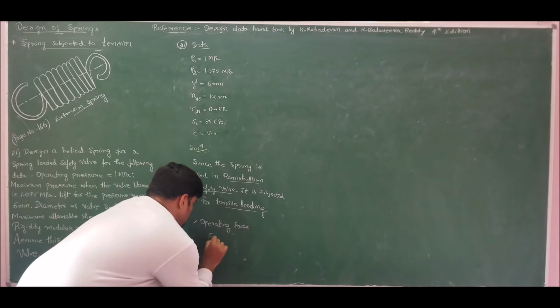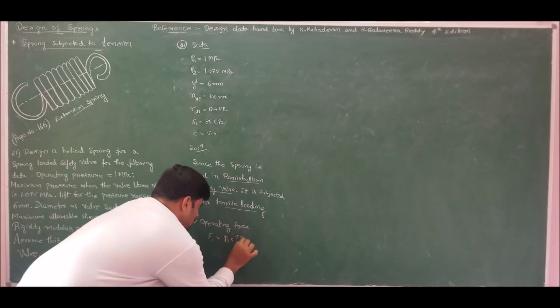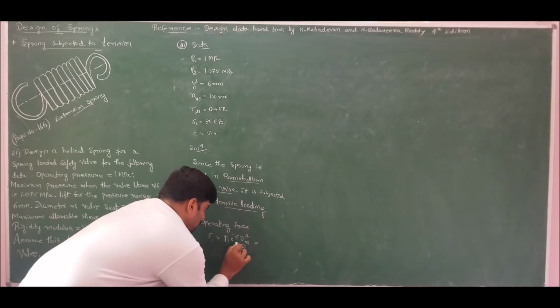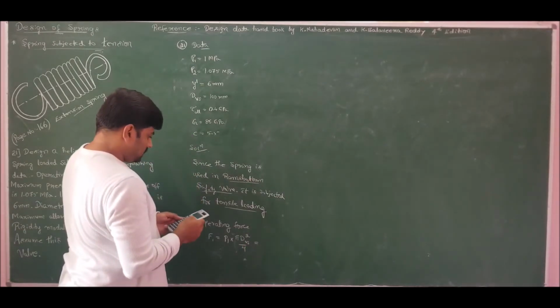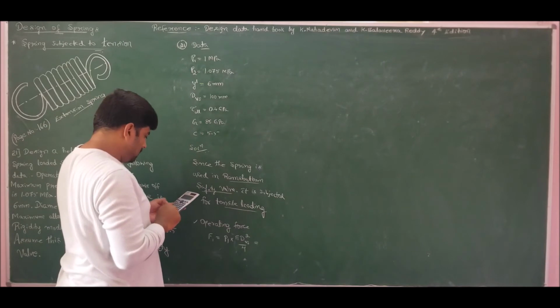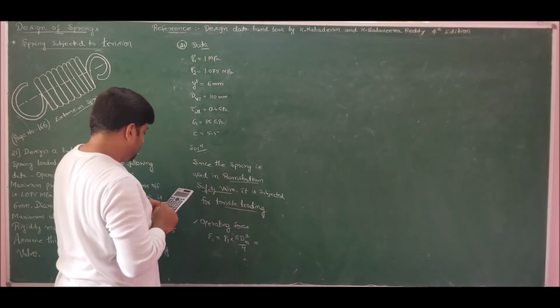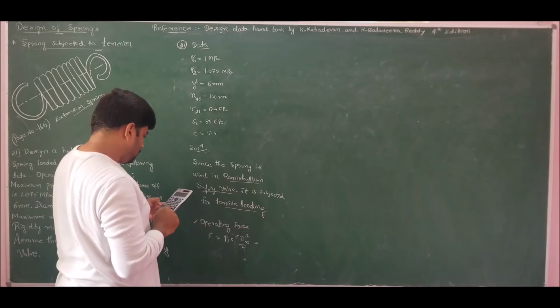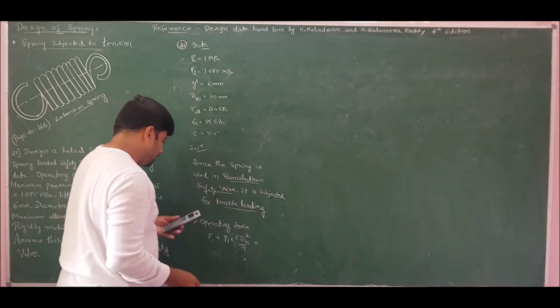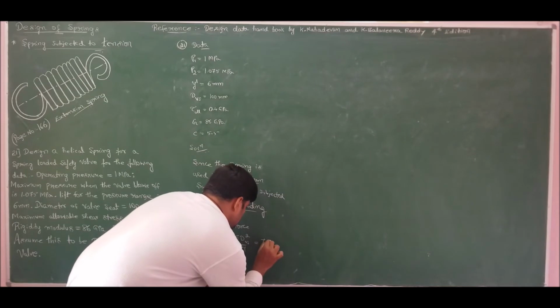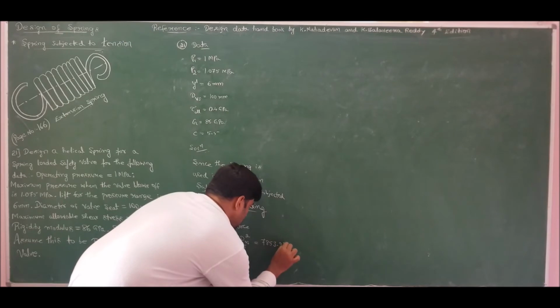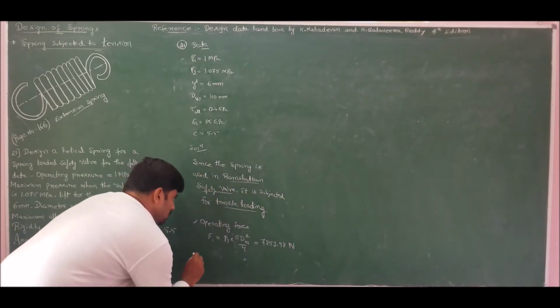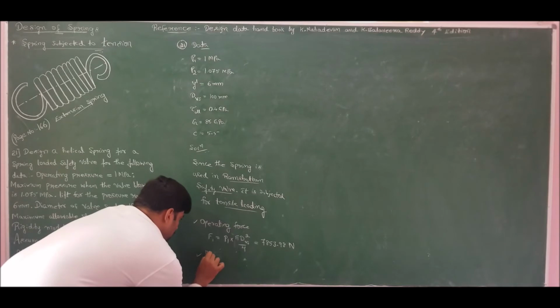Operating force F1 will become pressure into area. Valve seat diameter is known, so area is pi d square by 4. If I substitute pressure P1 as 1 megapascal, 1 into pi into diameter 100 square by 4, I will get force F1 as 7853.98 newtons.